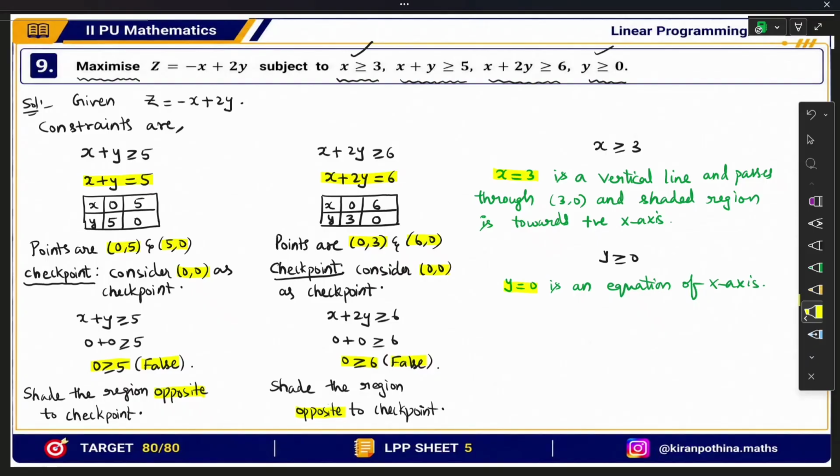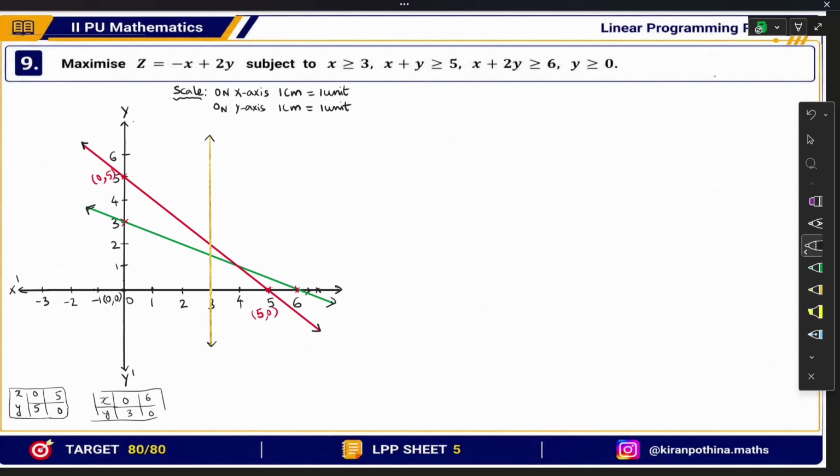Now let's move to the graph. Okay guys, I already drew the lines for you. For reference, this is our first line and this is our second line. So x value 0 and 5, 5 and 0, that is our red line. The equation of that line is x plus y equal to 5. Next, the second part: 0 comma 3, 6 comma 0, that is our second line, so the equation is x plus 2y equal to 6. Our third line is x equal to 3, and our fourth line, y greater than or equal to 0, is nothing but the equation of the x-axis.